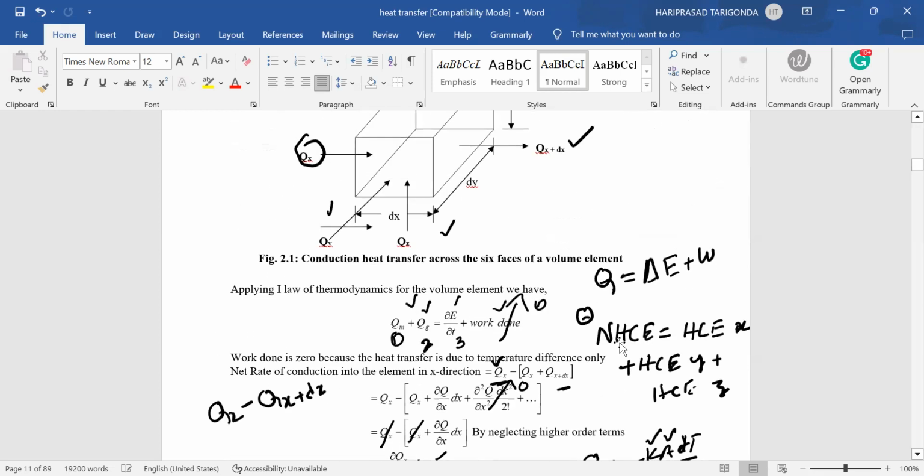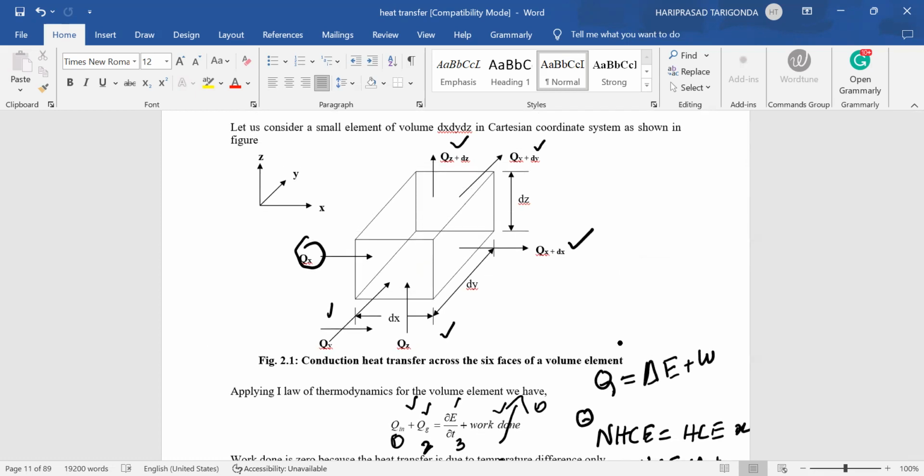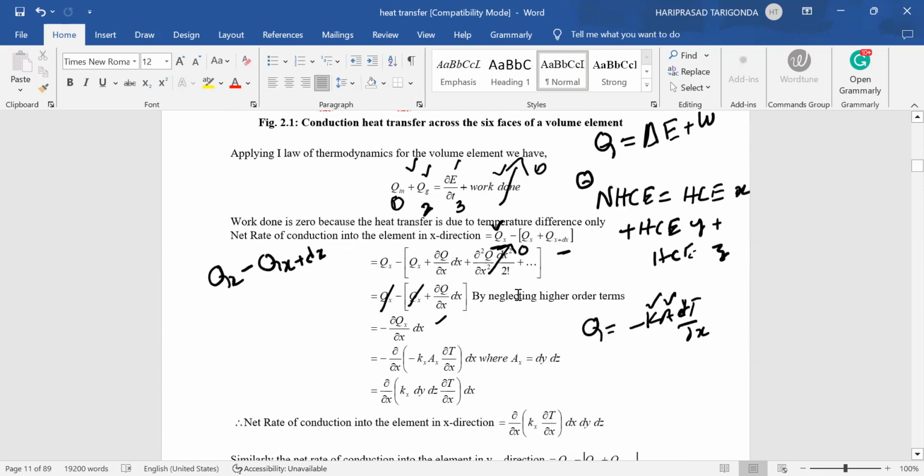the surface area perpendicular to x direction will be this. One length will be dy, the other length will be dz. So the area of the element in x direction will be dy dz. So substituting those values, ∂/∂x of minus k, area dy dz, next one is ∂T/∂x into dx.